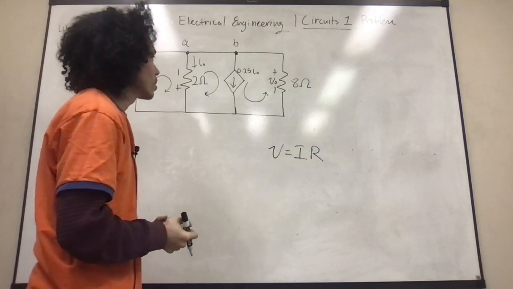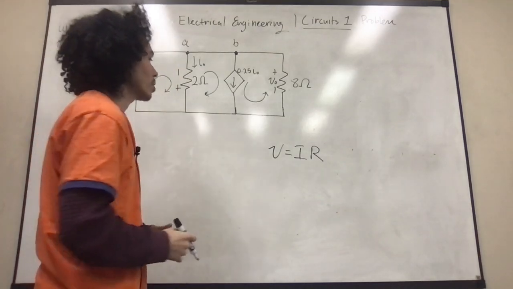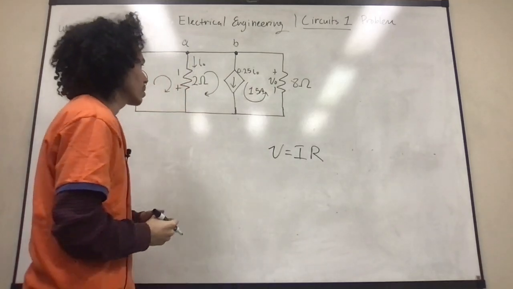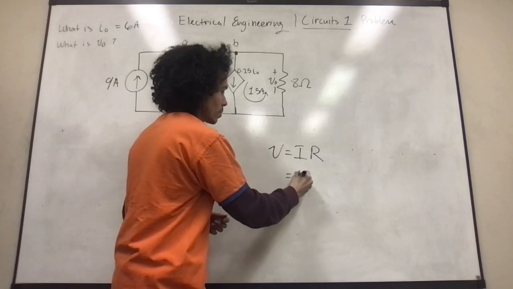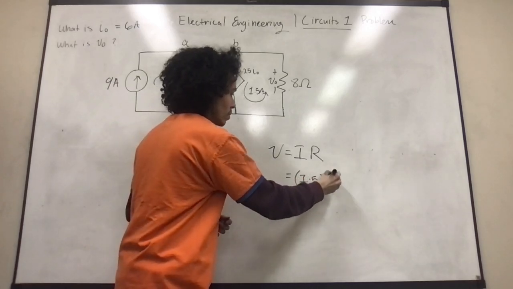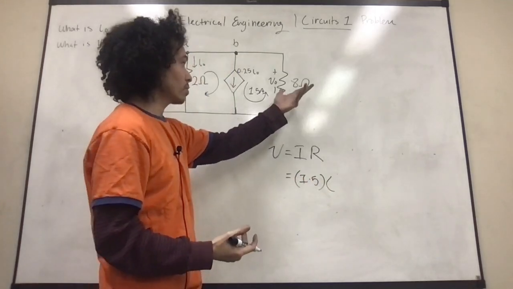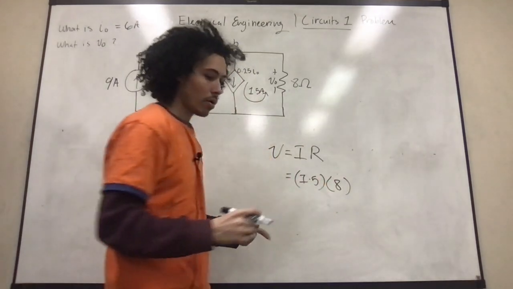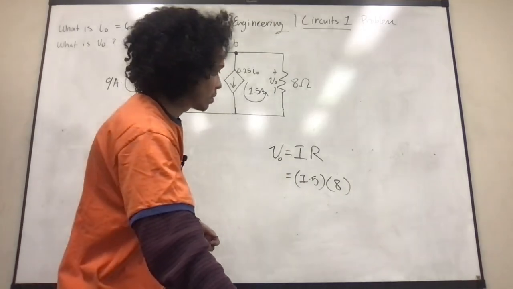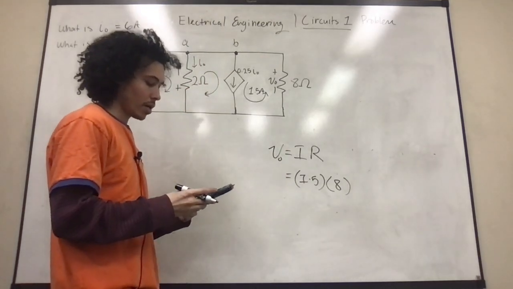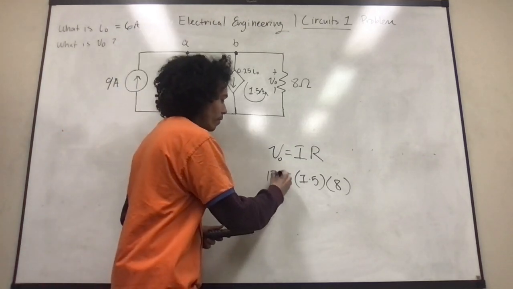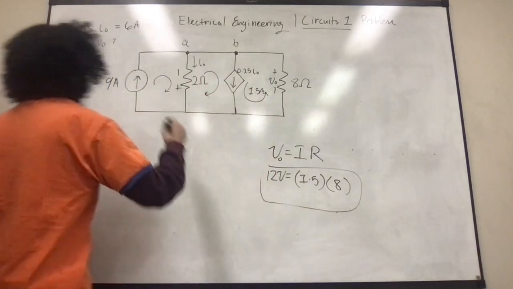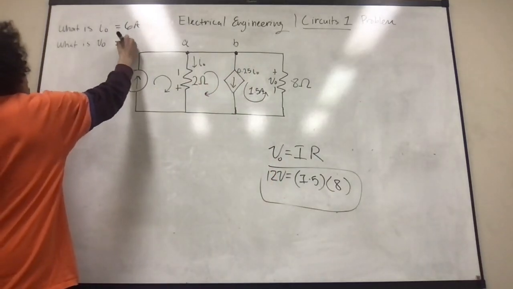We have a current. Our current is, again, 1.5 amps. And we have a resistance. The resistor is 8 ohms. And so our voltage should be 1.5 times 8, which is 12 volts. Therefore, V naught is equal to 12 volts.